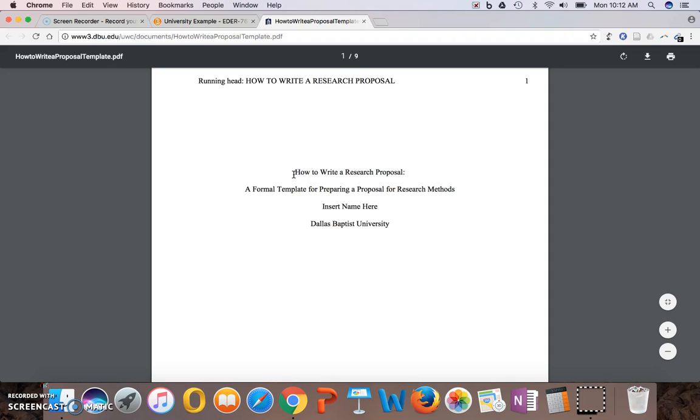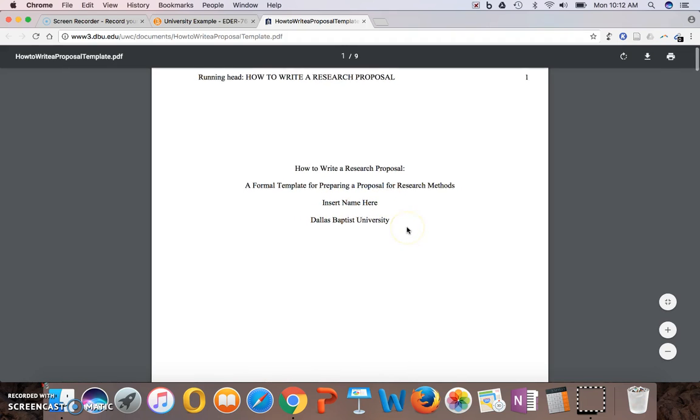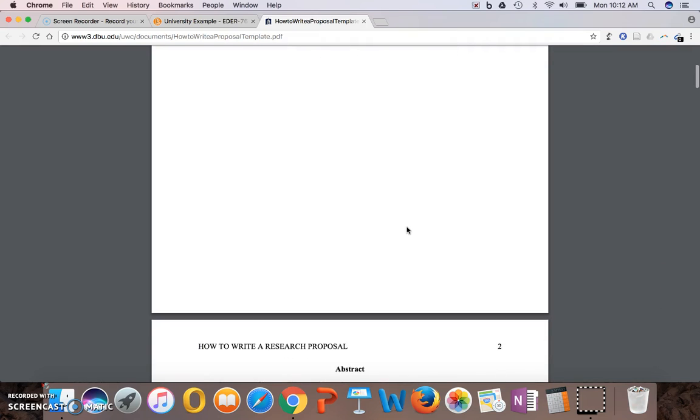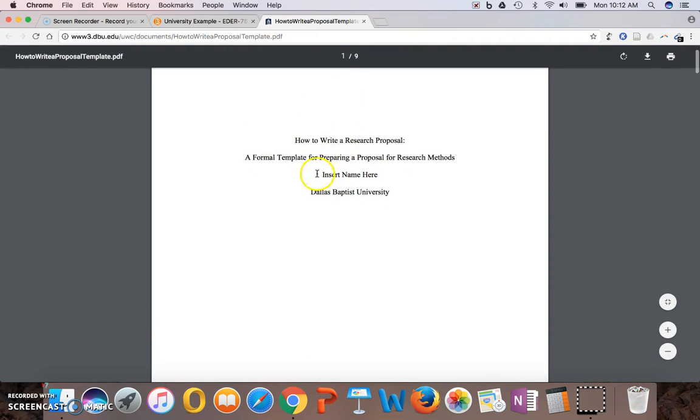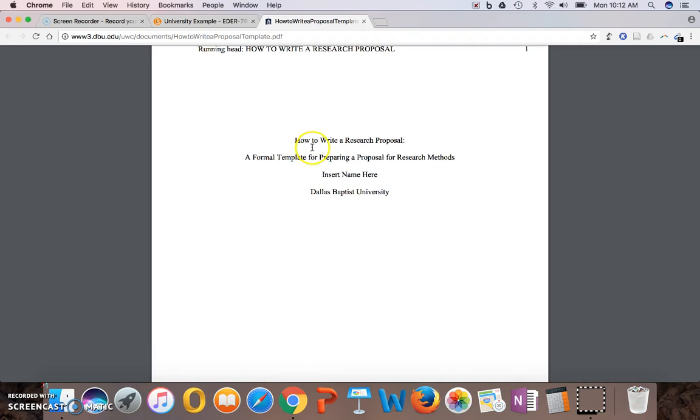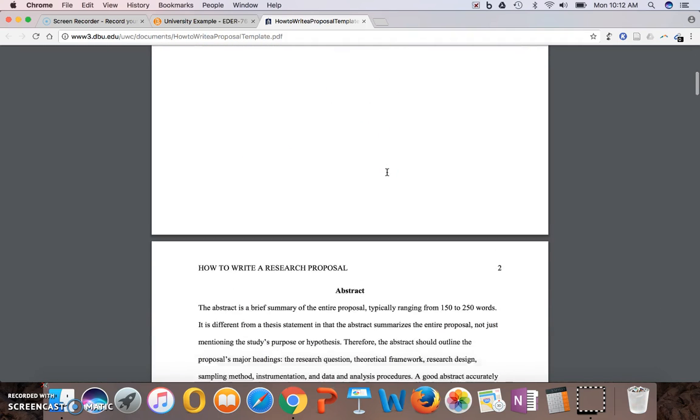You should have a title right here, and the title might take 2 lines or 1 line depending on its length, and then you have your name right there, and then your Northern State University right under that for the title page. Now the location of this object here on the page is not necessarily that important. It should be somewhere in the middle of the page though.